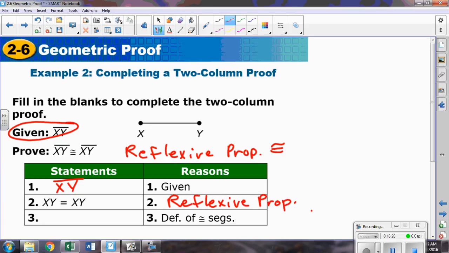But here's the piece that you've got to be careful about. We're looking at it and saying, wait a minute, why is it that we can use the reflexive property to prove the reflexive property? We can't use a theorem to prove that the theorem is true. It's like saying, well, why is the sky blue? Well, the sky is blue because the sky is blue. That's meaningless. That doesn't work for geometry.